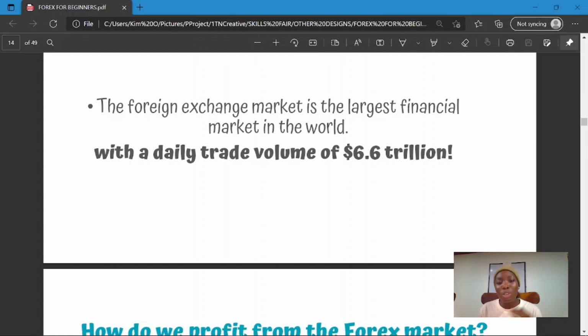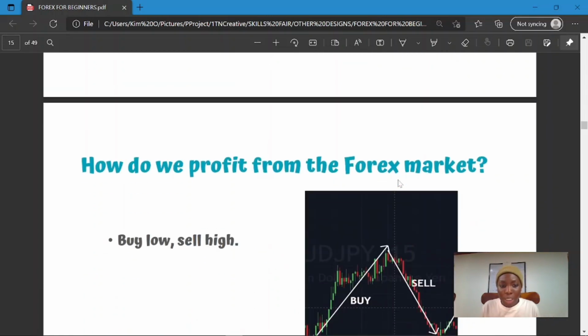So the trading volume of the market keeps increasing, the awareness of the foreign exchange market keeps increasing, and the people who are involved in trading keep increasing, and more people are getting interested in trading and becoming traders. Okay, so now how do you make profits from this foreign exchange market? It's simple. The word itself is trading, right?